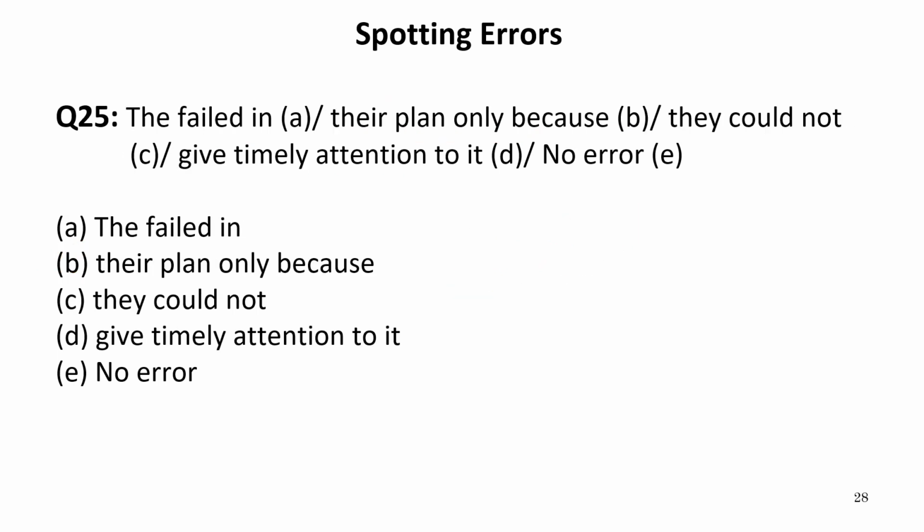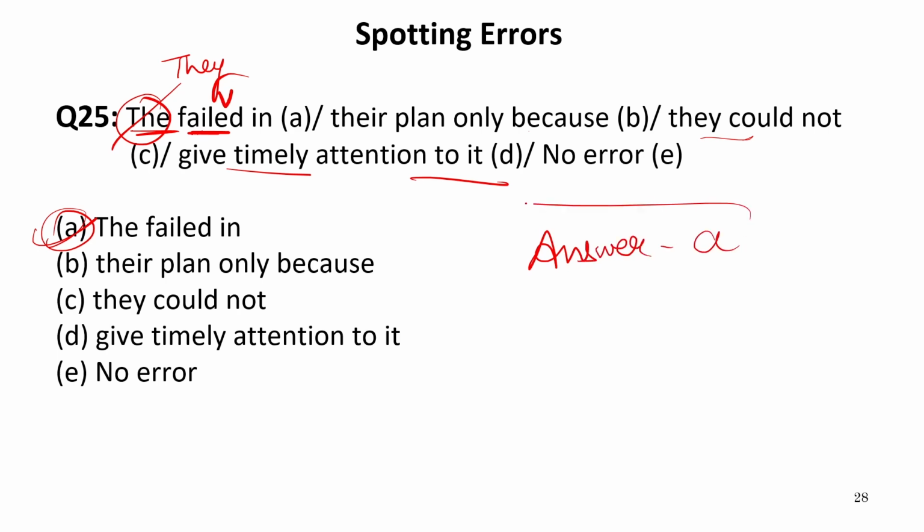The failed in their plan only because they could not give timely attention to it. Now, the failed. Failed is a verb. So we need a subject over here. We need a noun or a pronoun. This the should be replaced with they. So the correct sentence will be they failed in their plan only because they could not give timely attention to it. Therefore, the error is in part A. So our answer is A. This is again very, very simple.